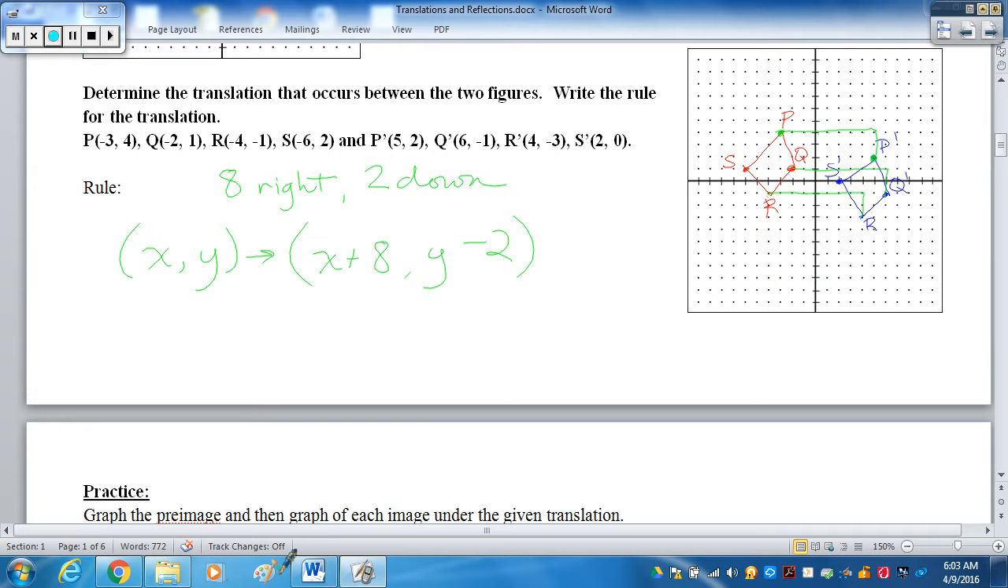Now, the other way to write this, the translation of this, well, I'm moving 8 right, down 2, and then what am I moving? I'm moving the quadrilateral PQRS.